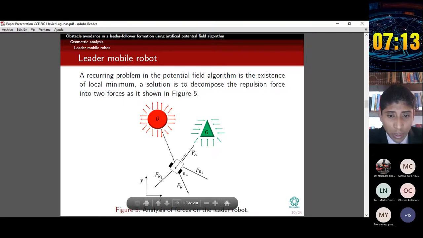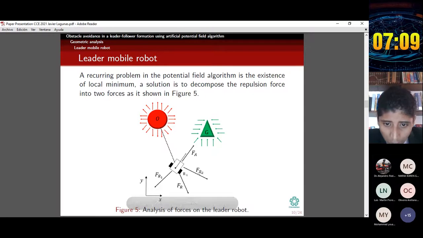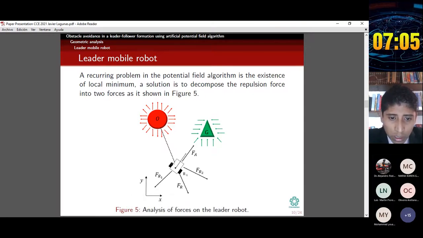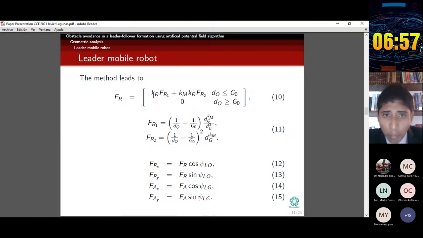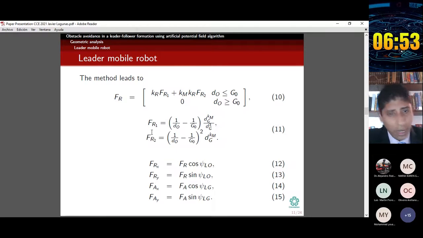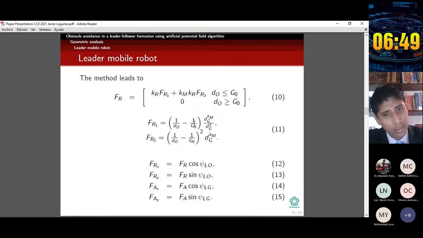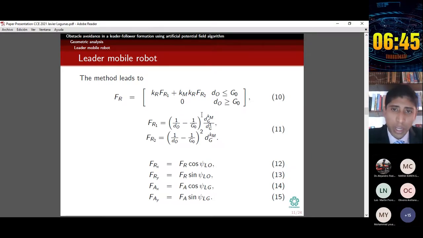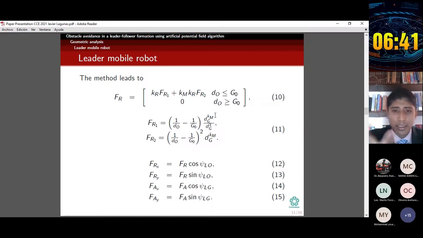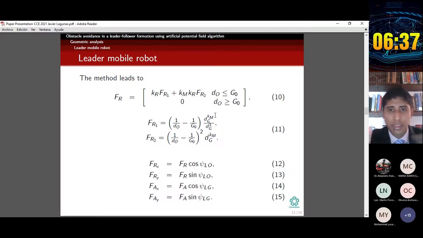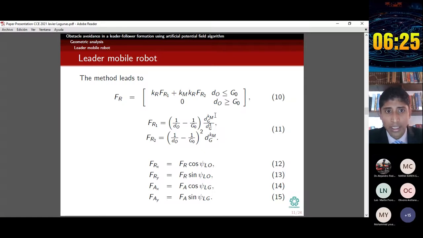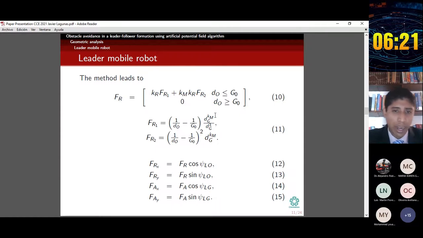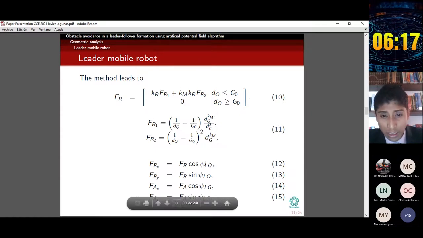FR1 is the force in the direction of the line between the robot and the obstacle, and FR2 is the force in the direction of the line between the robot and the goal. So as we can see, this method leads to a new repulsion force that is decomposed in FR1, which I already said, and FR2, in terms of the distance to the goal and the distance to the obstacles. We have a little KM, which is a little gain that is based as a gradient on the relative distance of the obstacles and the goal. And at the end, the repulsion and attraction forces are decomposed on their respective axes, Y and X. And it shows in the figure, as I told you, that the angles psi LO and psi LG are very important.